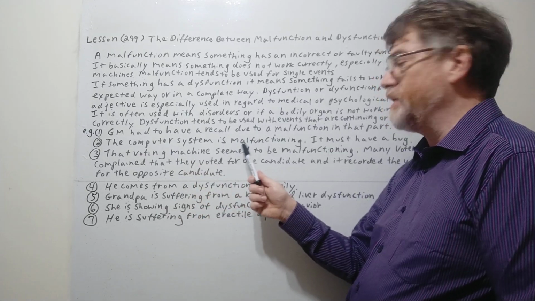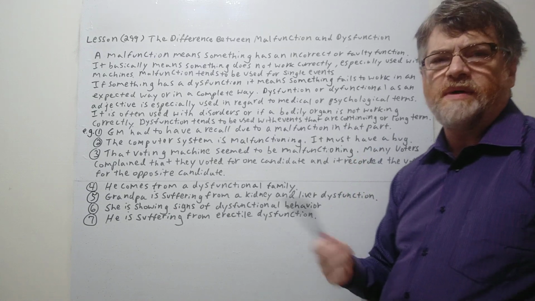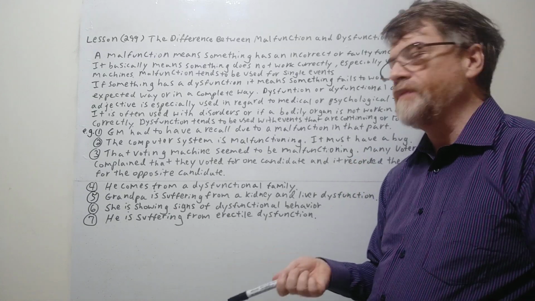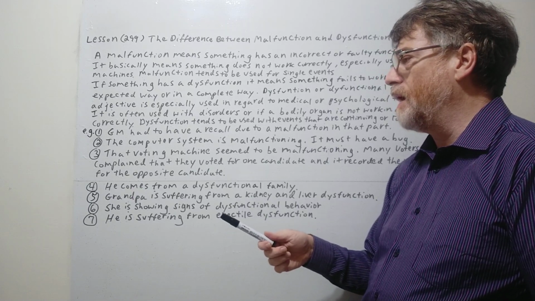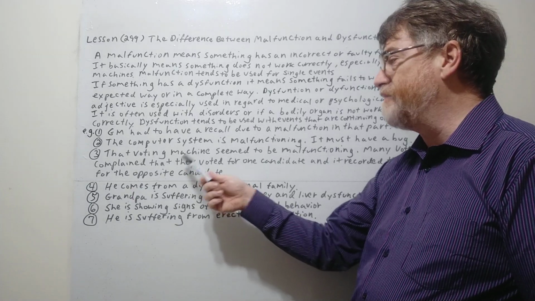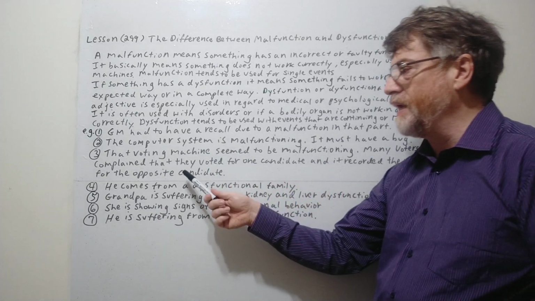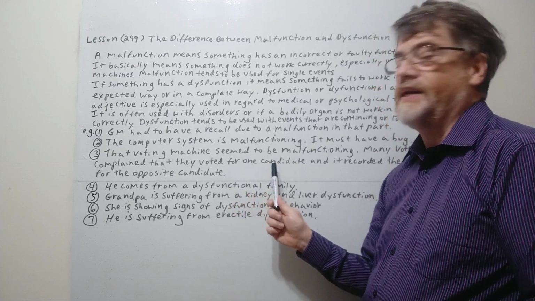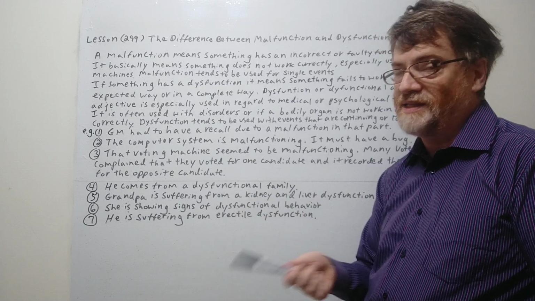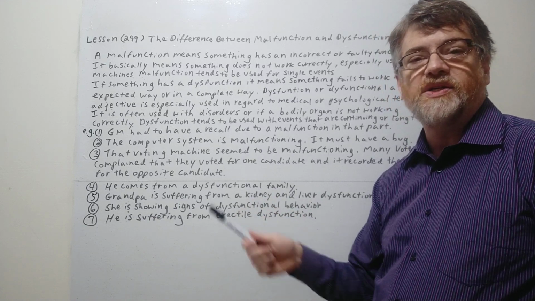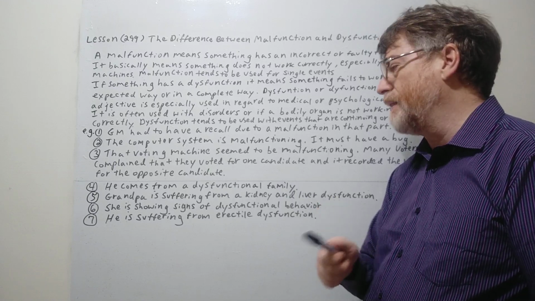The computer system is malfunctioning. Again, here we're using it as a verb. It must have a bug or maybe a virus or something like that in it. So again, it's not working correctly. It's not working properly. Number 3, that voting machine seemed to be malfunctioning. Many voters complained that they voted for one candidate and it recorded the vote for the opposite candidate. Yeah, that's a big problem. In some elections this happened, so that voting machine was malfunctioning, was not functioning correctly.